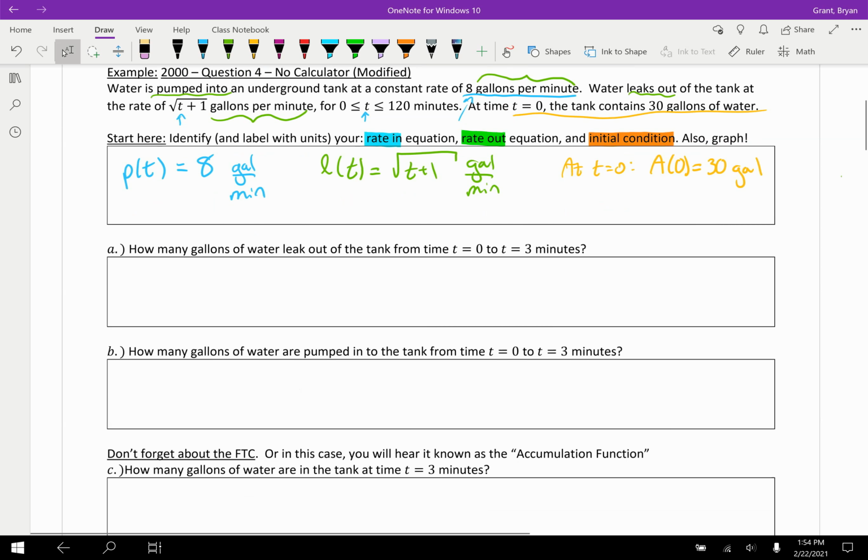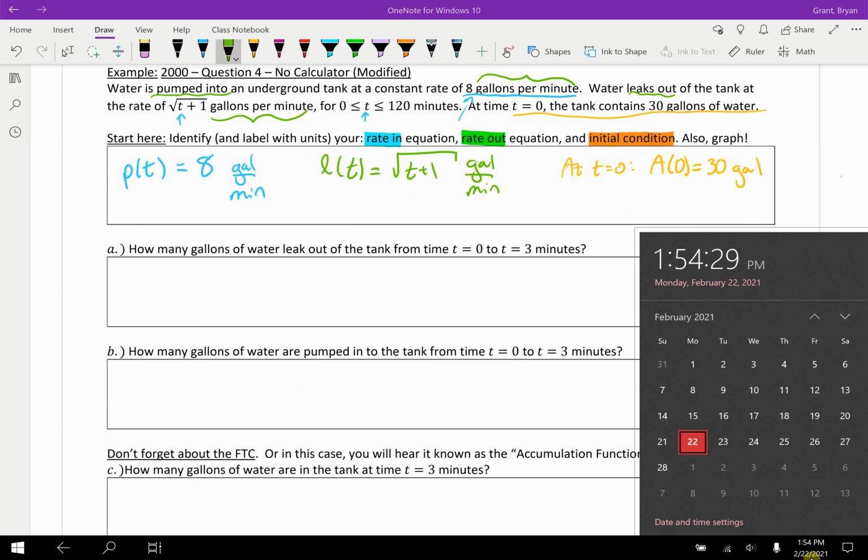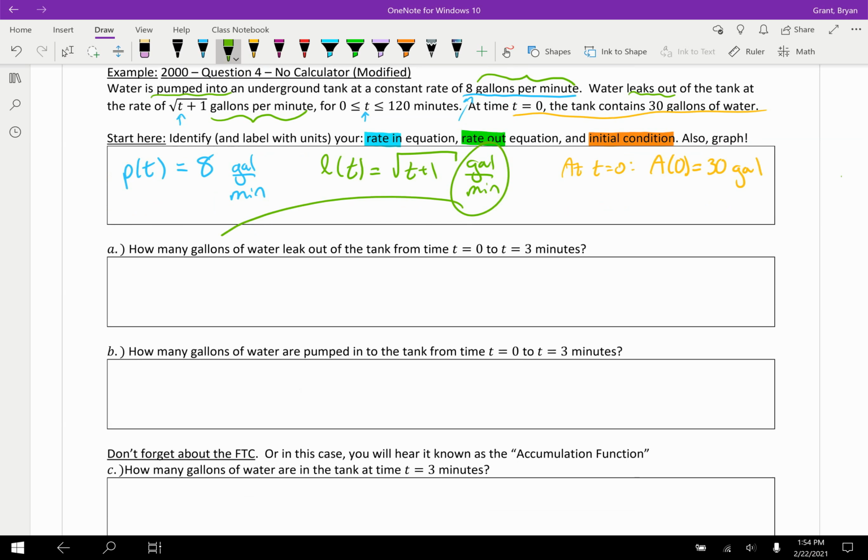Part A. How many gallons of water leak out of the tank from 0 to 3? Well, if we're doing leak out, does it matter how much goes in? I don't think so. These two rates are independent from each other. So this leaking is just telling us how much is leaking out, and it doesn't matter how much is in there because the leaking out is just based on time. So this currently has units of gallons per minute. They want to know how many gallons.